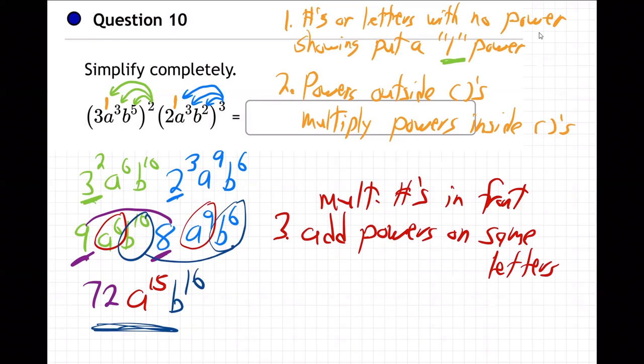So one more time, recapping. First off, put 1 powers on any numbers or letters that don't have their own power. They really have a 1 power. And then step 2, powers outside parentheses, multiply powers inside. Do all that. And then just multiply the numbers in the front, the 9 and the 8, 72, and add the powers on the same letters. A to the 6 and 9 is 15. B to the 10 and 6 is 16. There we go.